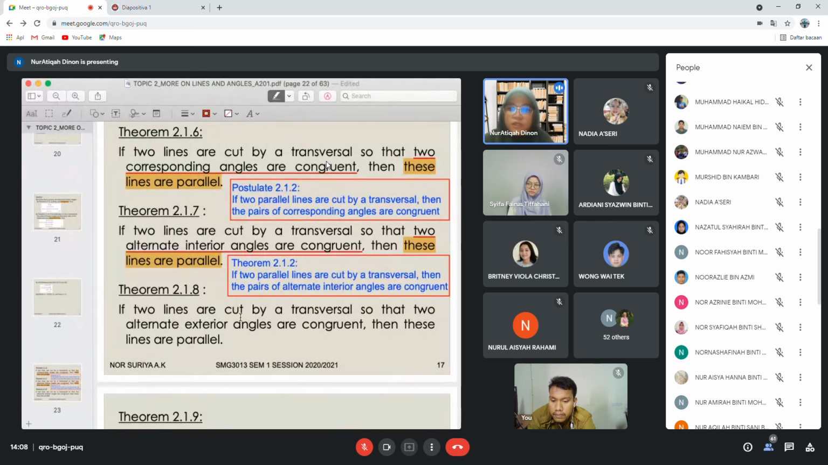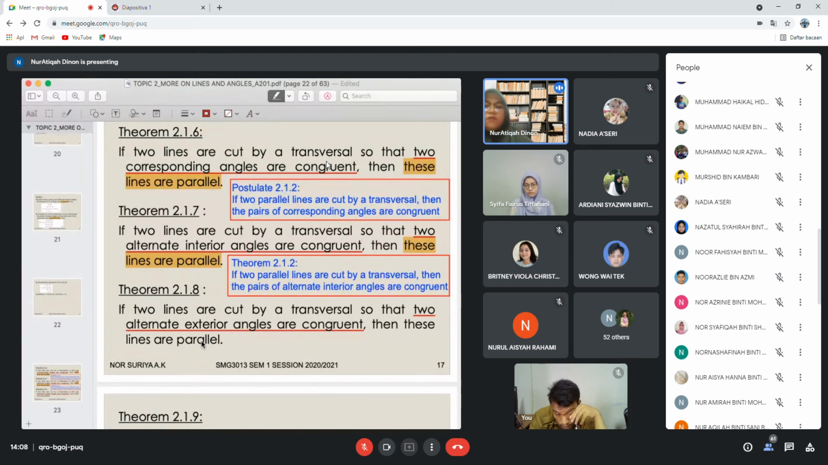If two lines are cut by a transversal, I underline je, by a transversal so that two alternate exterior angles are congruent, then these lines are parallel. So sama je. If you know the concept, you tahulah.